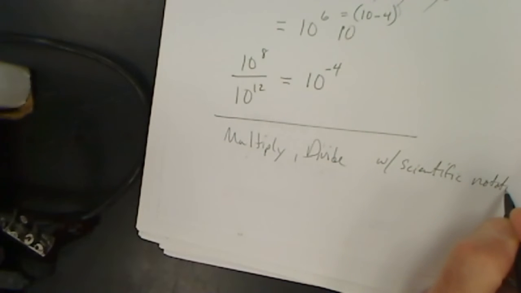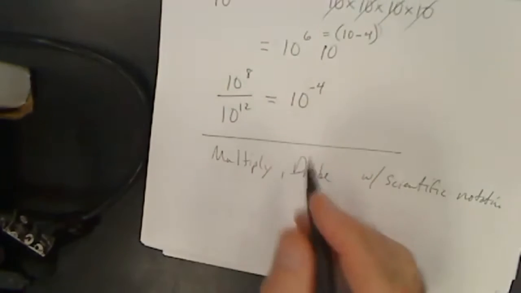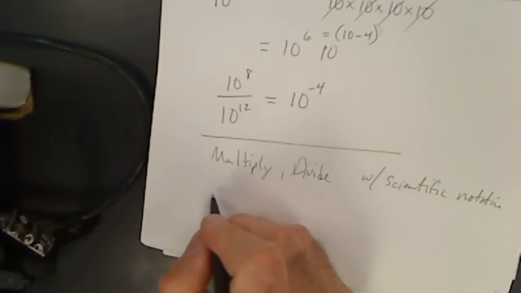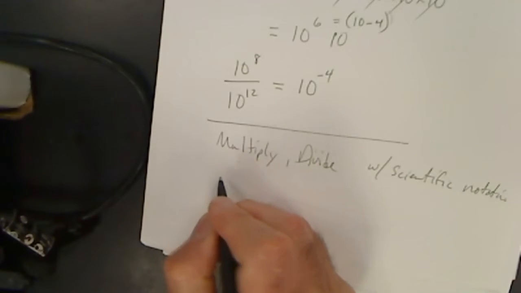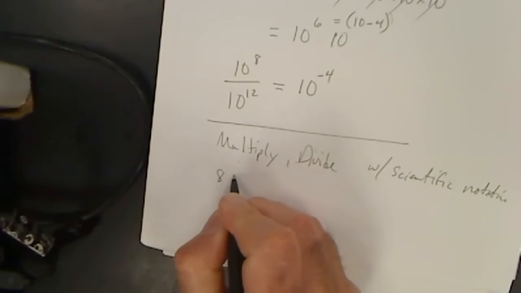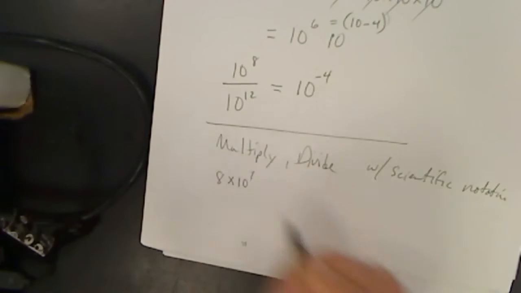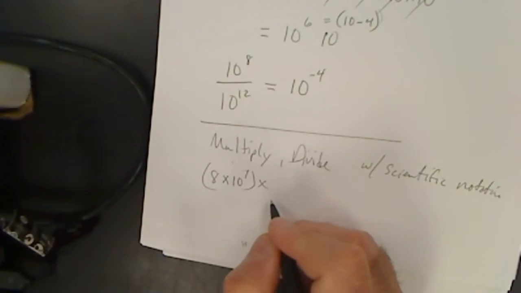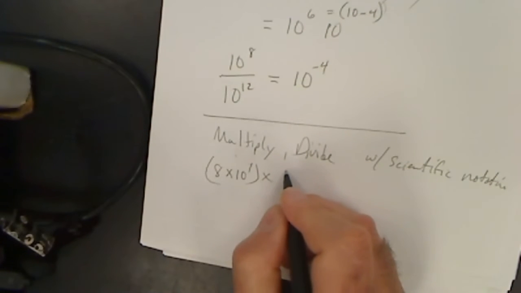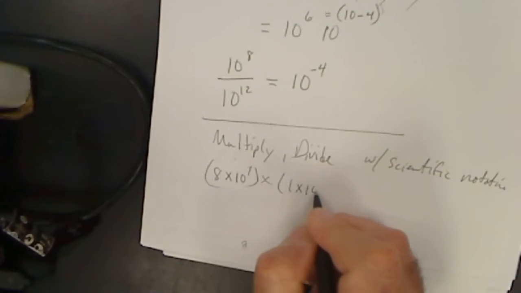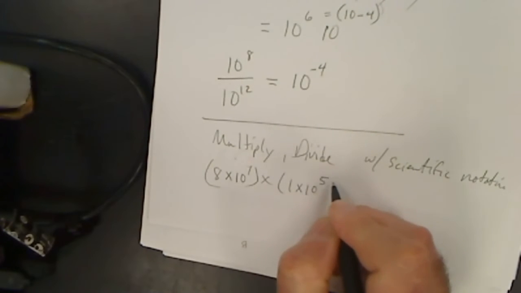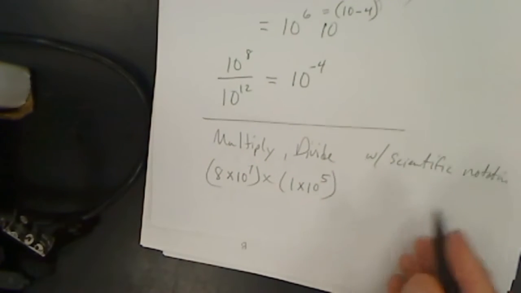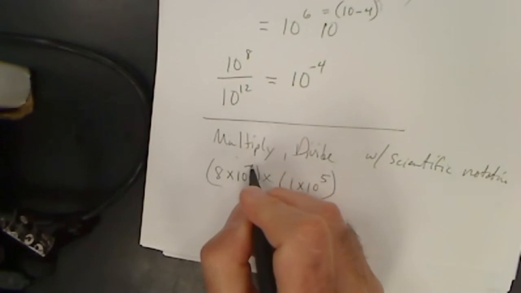And we don't do a lot, but just a little bit, simple things, okay? So let's take some numbers, let's say 8 times 10 to the 7th times, let's make it simple, 1 times 10 to the 5th. Okay, so what do you do in this case?